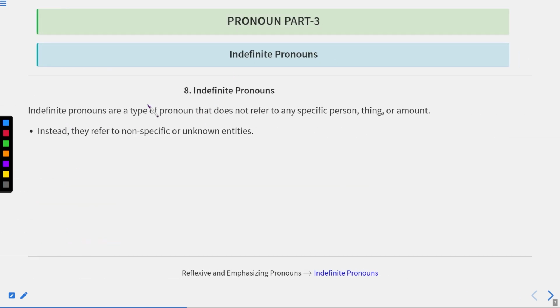Now your reflexive pronoun is over. Now we'll discuss indefinite pronouns. That is another type of pronoun. So this is the indefinite pronoun that we are going to discuss right now. Indefinite pronouns. Now, what are indefinite pronouns? Something which is not definite in number.